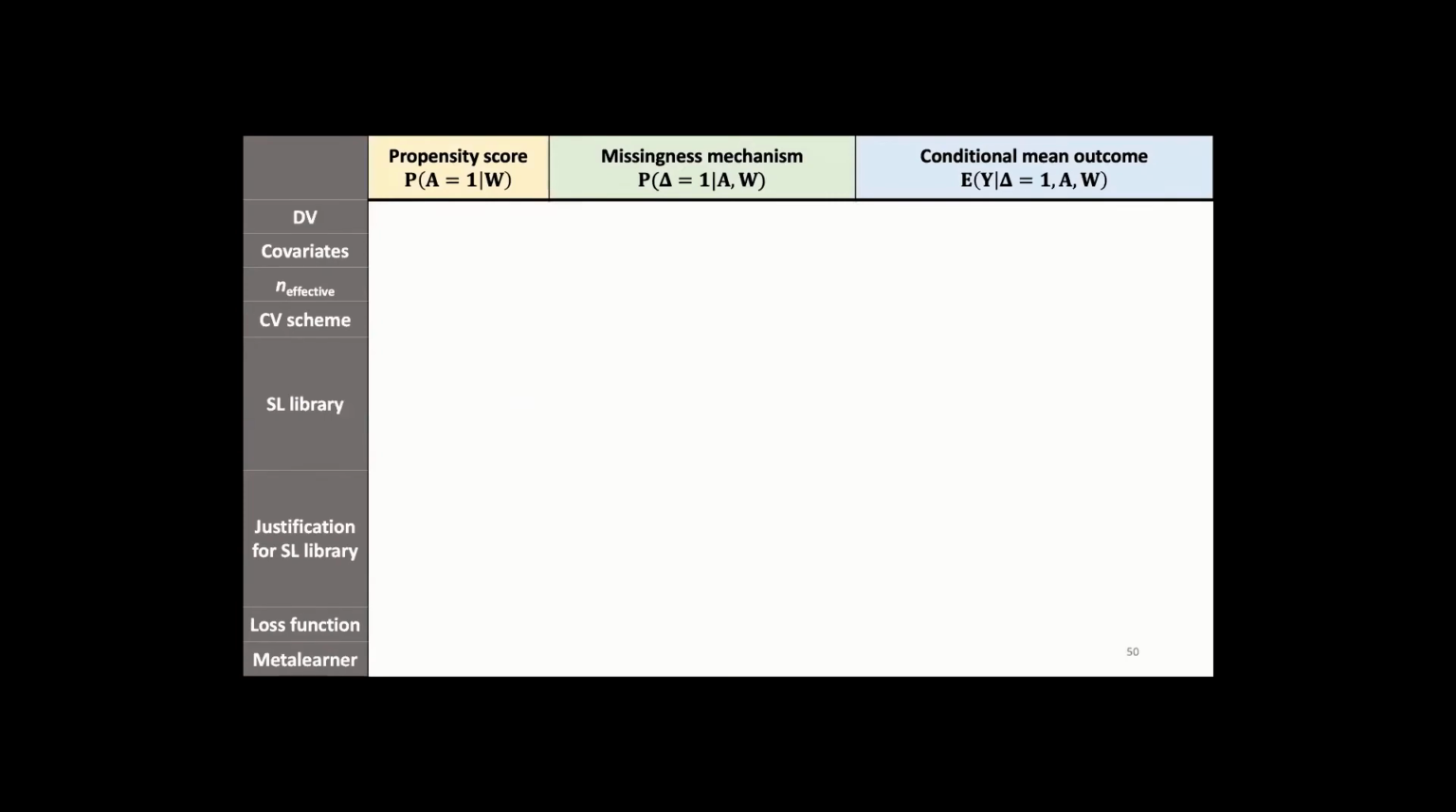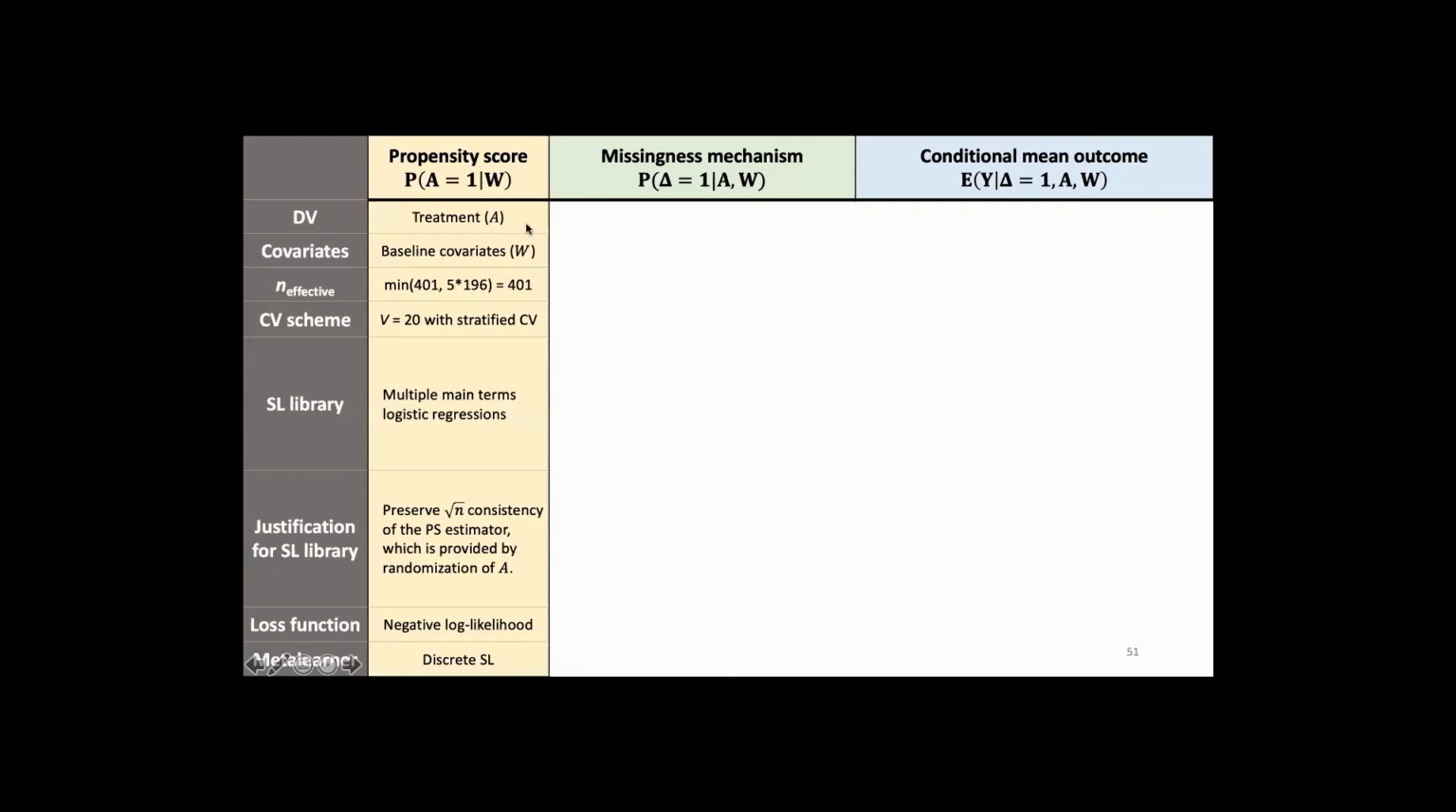Okay, let's get into the different specifications for the superlearner for each of these components. We'll go through listing the dependent variable, covariates, effective sample size, cross-validation scheme, library, and then we'll justify the superlearner library, and then the loss and meta-learner. Okay, propensity score. For the effective sample size, it's the sample size itself because that's smaller than 5 times the number of people that were randomized.